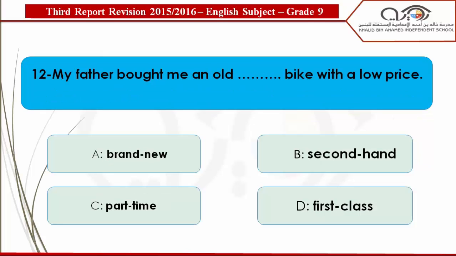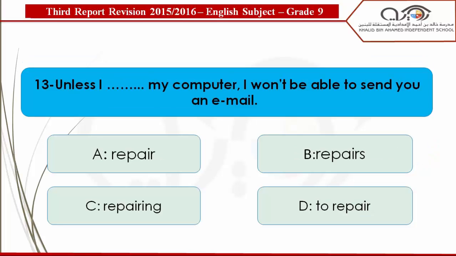Now we move to 12. My father bought me an old bike with a low price. So it is an old, not a new bike. So we call it brand new, or second hand, or part-time, or first class. B, second hand. Second hand means previously used. Somebody else used it before he sold it to another person. Thank you. So it is a second hand bike.